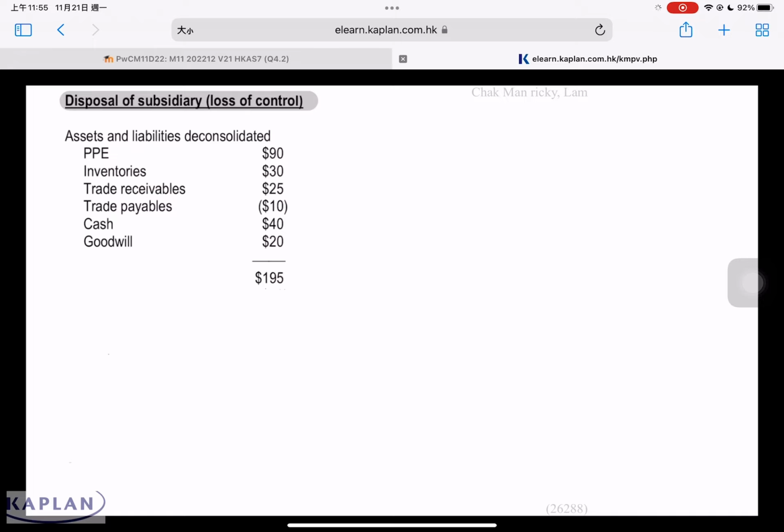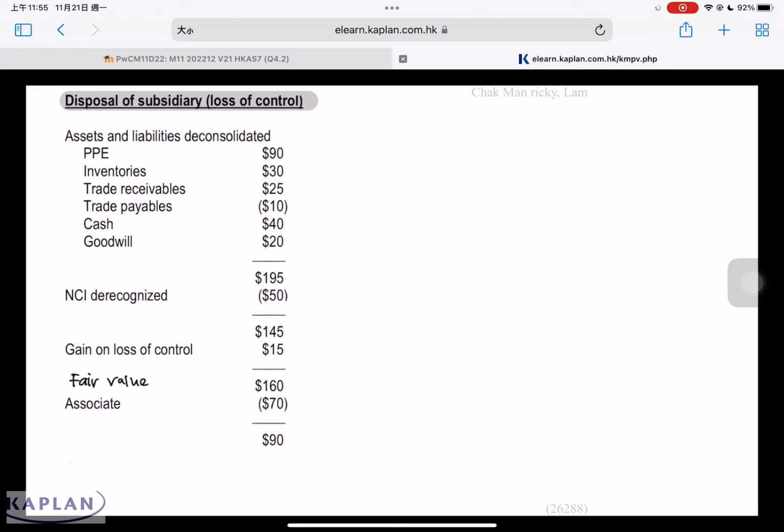After that, you have to consider the NCI derecognized. For example, in this figure here, NCI share $50, which equals 145. This is the parent interest. After that, we must consider the gain or loss on the loss of control over the subsidiary. For example, it's a gain on loss of control, $15. 145 plus 15, this 160 represents the fair value of the parent interest. Maybe part of this is transferred to associate, for example at fair value equal to $70. 160 minus 70, $90 is the cash received from the disposal.